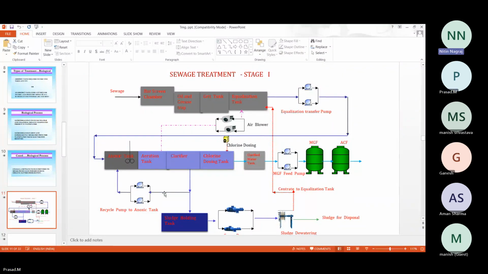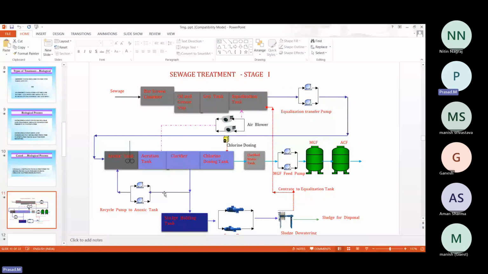Understood? So from the anoxic tank it will go to the aeration tank. From the aeration tank, biological treatment will start. First were the bar screen chamber, oil and grease, grit and equalization tank; we can say this is the primary treatment. Now from the aeration tank the biological treatment starts. Whatever pollutant is available in sewage, pollutant means organic matter, that organic matter is nothing but a BOD load. That BOD load is consumed by bacteria.